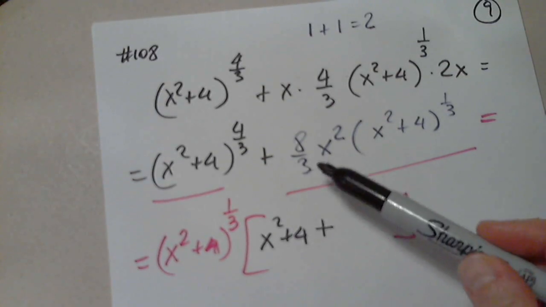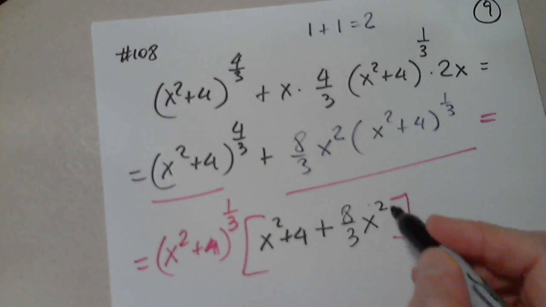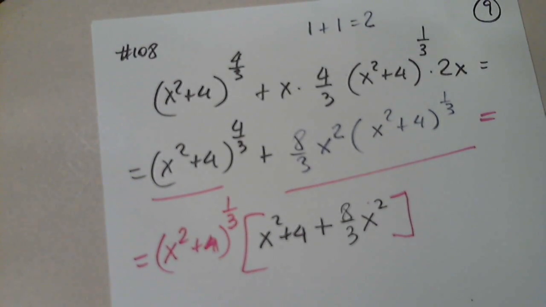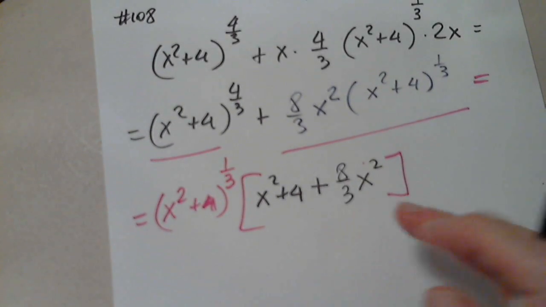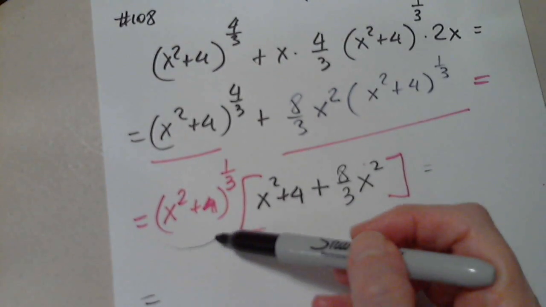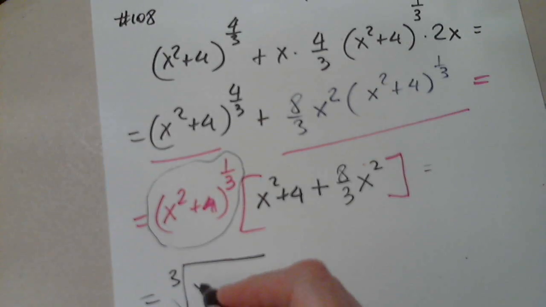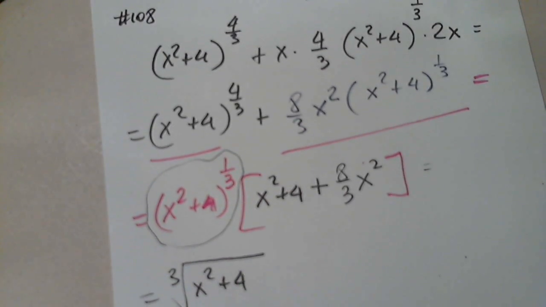So, 8/3. Yes. 8/3 x squared. That's it. Very good. So then here we have to find the least common denominator. So can anyone tell us, is there another way of writing x squared plus 4 raised to power 1/3? Cube root. Excellent. Thank you. I was wondering when you're going to say something. Thank you, Malika. Good. Indeed, it's the cube root.